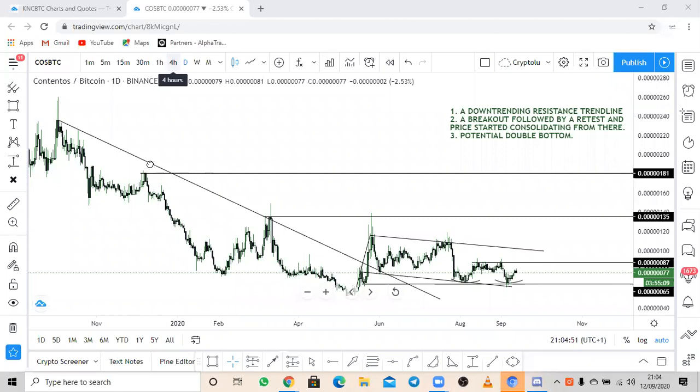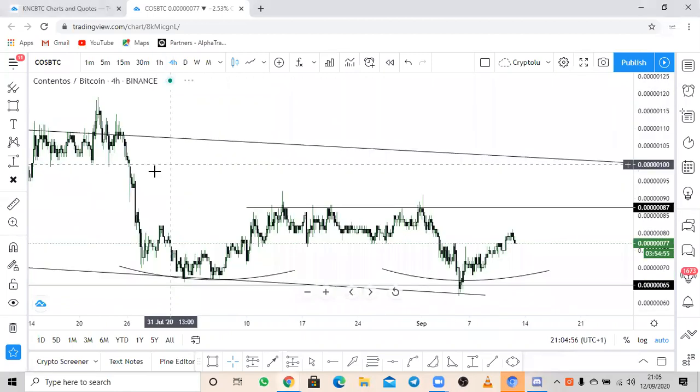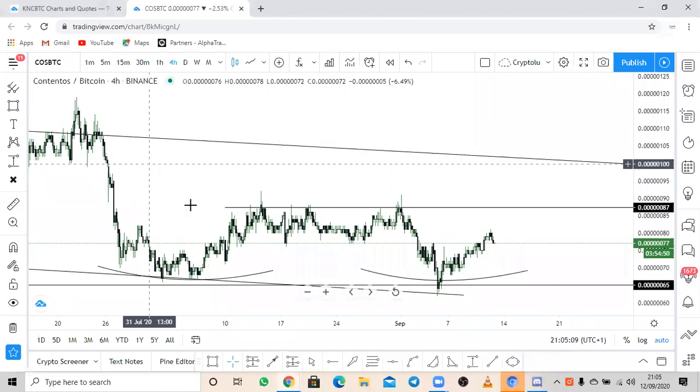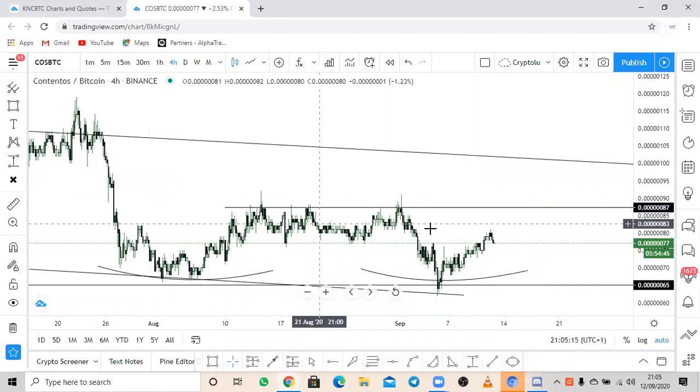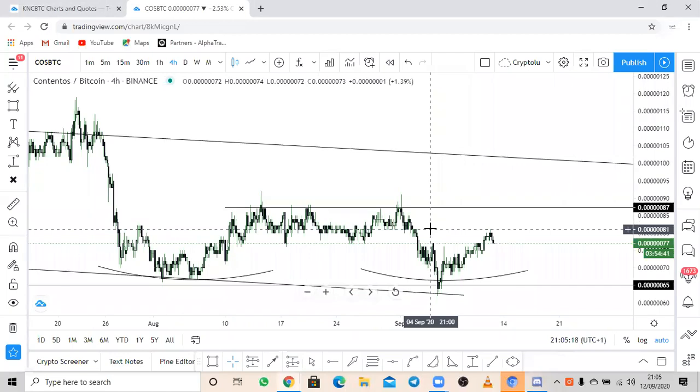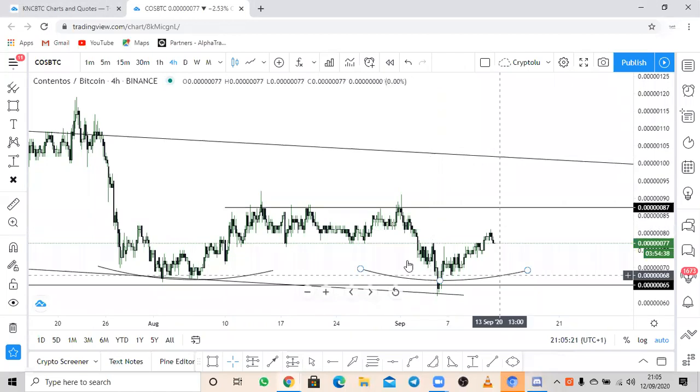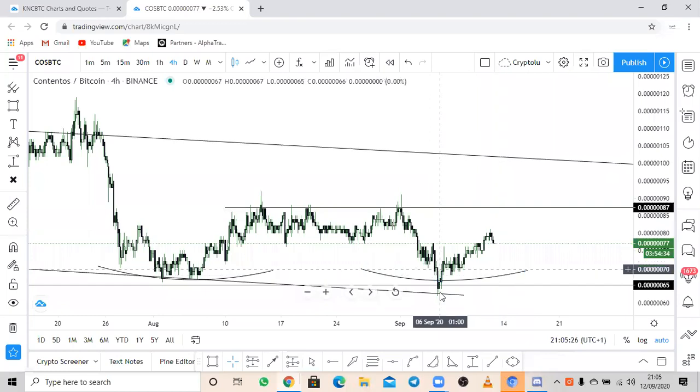I'll say this is more advisable to take once it gets to this neckline. Once we have a fully formed pattern, then it is advisable to take this trade. But if you are more aggressive, then you can take it from here and keep stop loss below this level. I'm even seeing something now coming. I'm going to go down to the 1 hour.